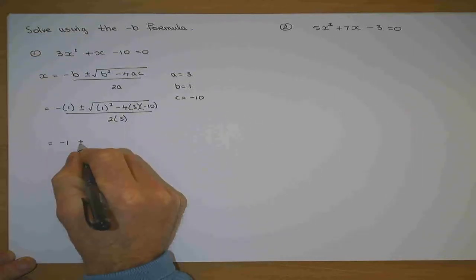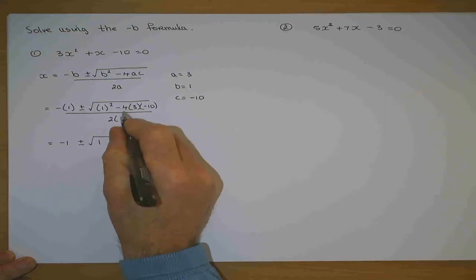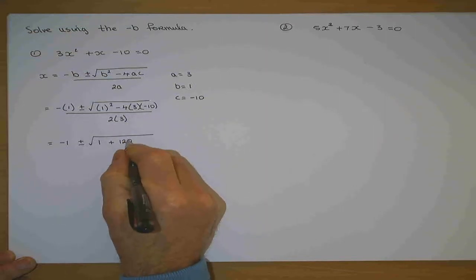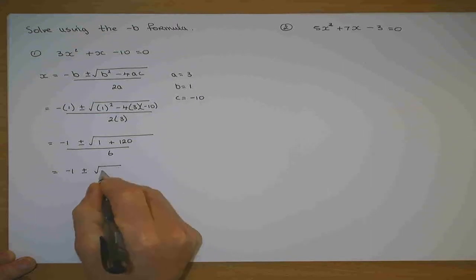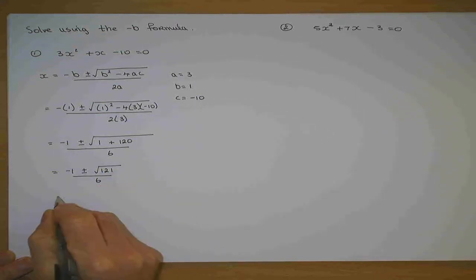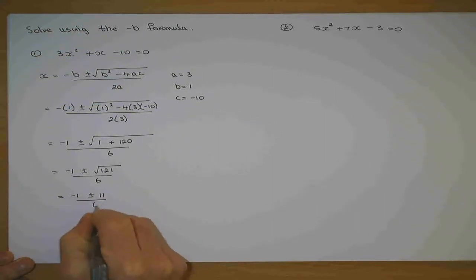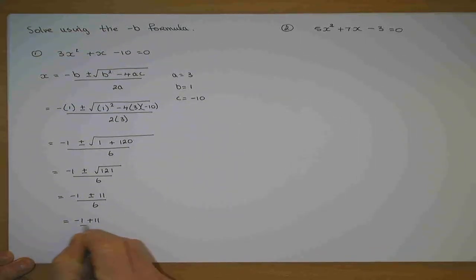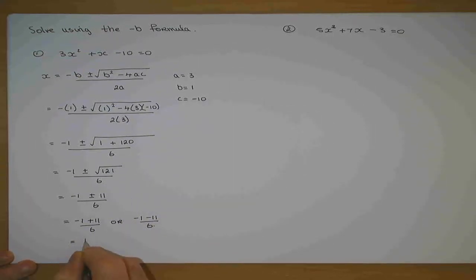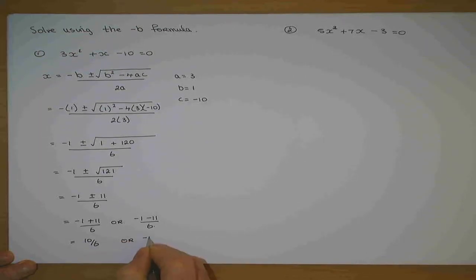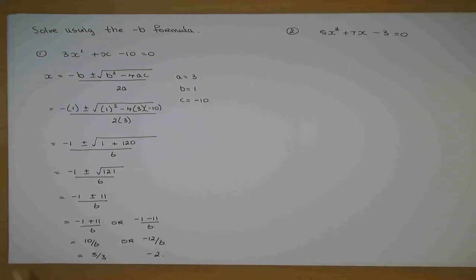Minus 1 plus or minus the square root of 1 squared, 1. Minus by minus, plus. 4 3s are 12, by 10, 120, all over 6. Which is minus 1 plus or minus the square root of 121 over 6, which is minus 1 plus or minus the square root of 121, which is minus 1 plus 11 over 6, or minus 1 minus 11 over 6. 10 over 6, or minus 12 over 6. 10 over 6, 5 over 3, or minus 2.